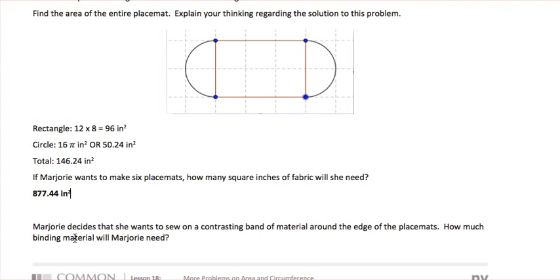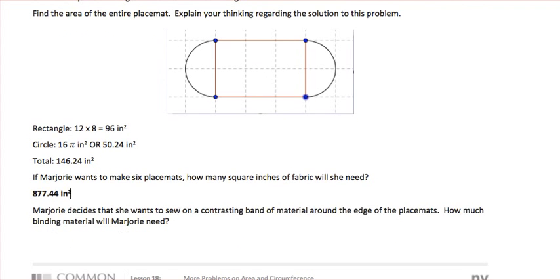So we'll need to calculate the circumference of the circle. And if you remember, the formula for circumference was diameter times pi. Our diameter, that's the whole way across, was 8. So we have 8 times 3.14, which is 25.12, and these are inches.